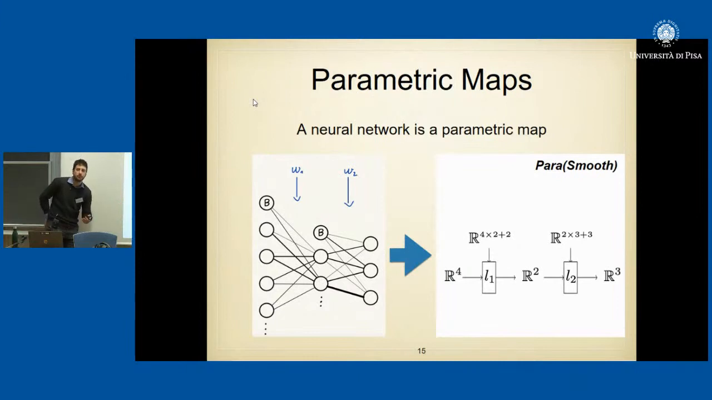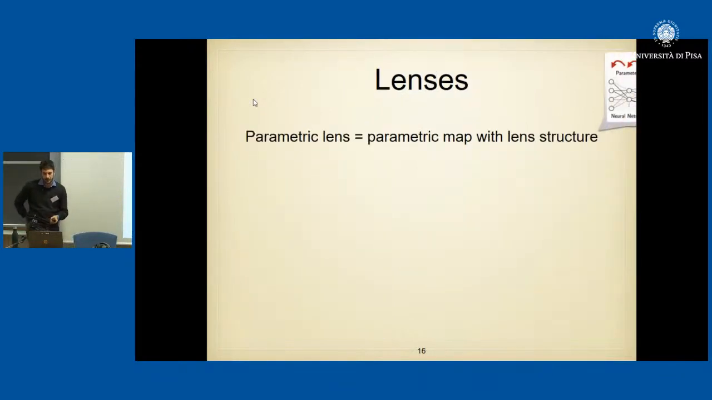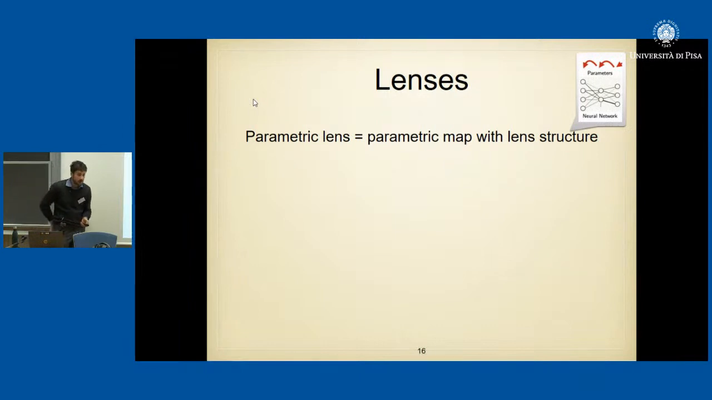Neural networks are known to have layers, and obviously we can account for these layers. As for instance, this network could be the composite of two different parametric maps, one for each layer, and you can make this even more fine-grained if you like. Yes? What does it mean? Differentiable, so differentiable functions. Okay.